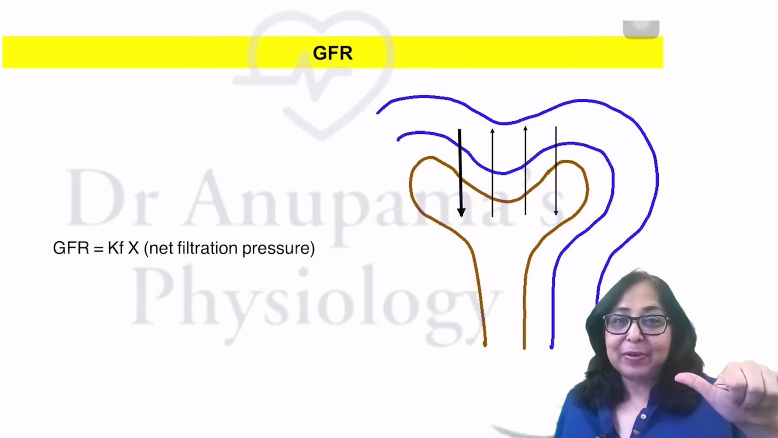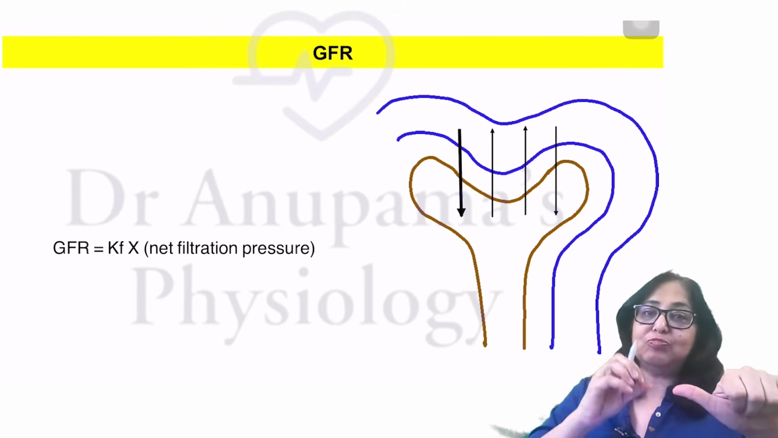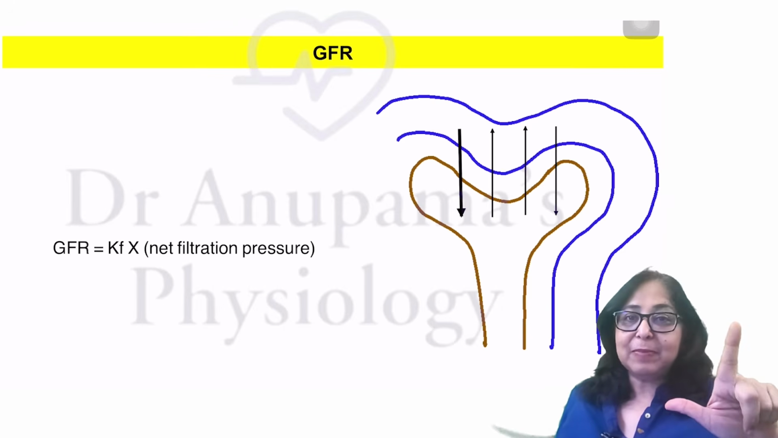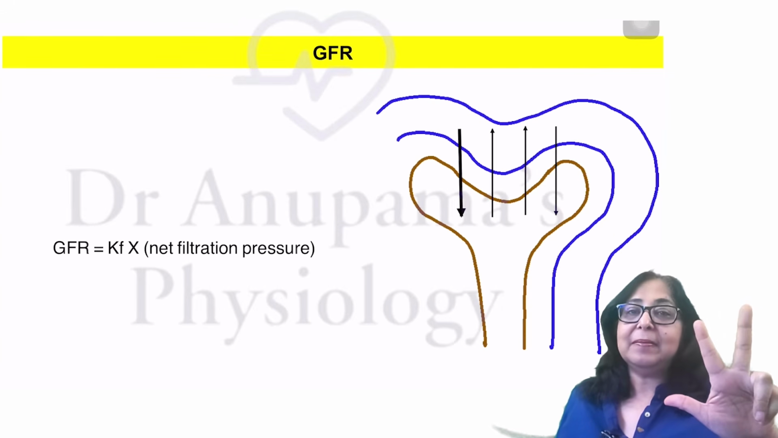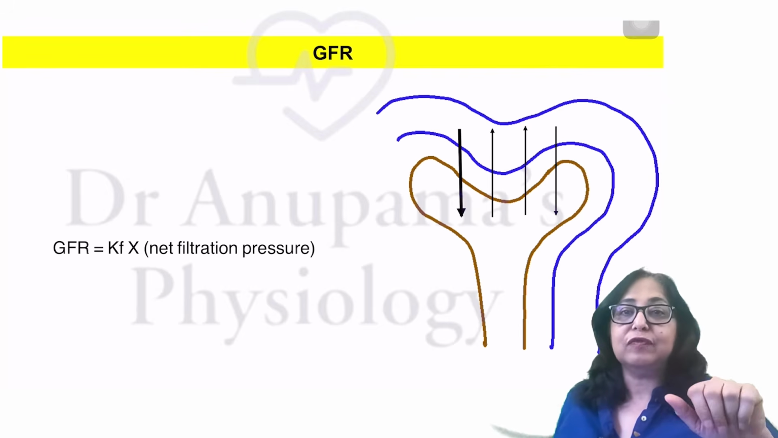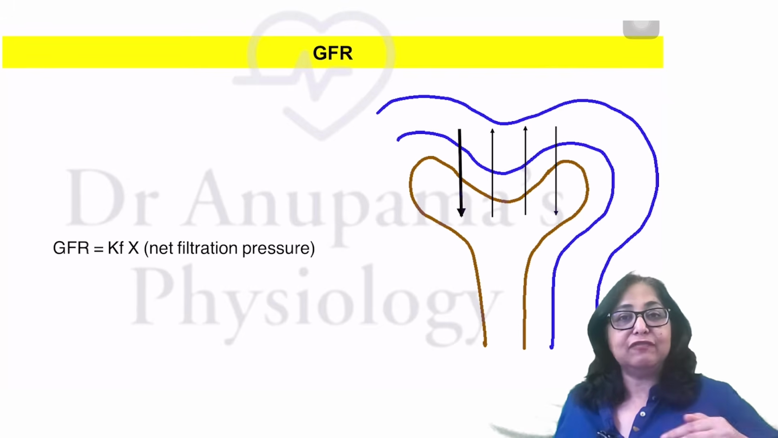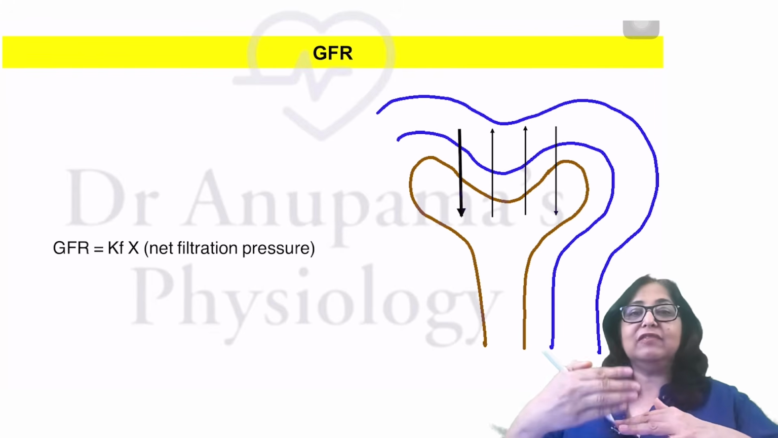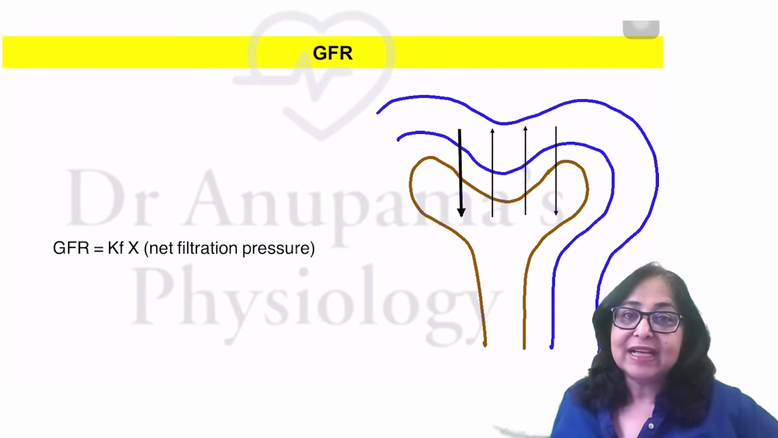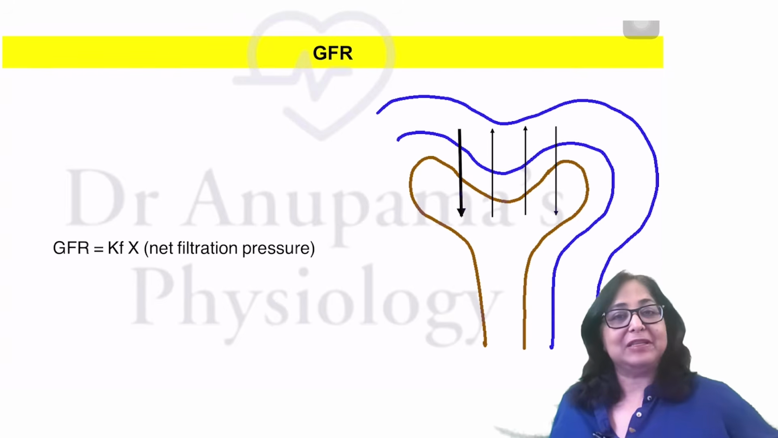The glomerular capillary endothelium, which is a fenestrated endothelium. It has large pores. The basement membrane and the Bowman's capsule. The visceral layer of the Bowman's capsule is modified to form podocytes, and podocytes have these foot-like processes, and between the foot-like processes there are filtration slits. What is the limiting factor for filtration? Basement membrane.